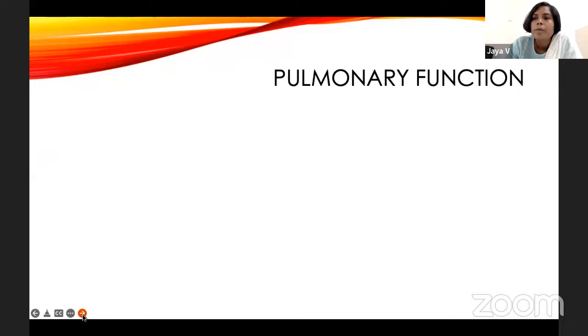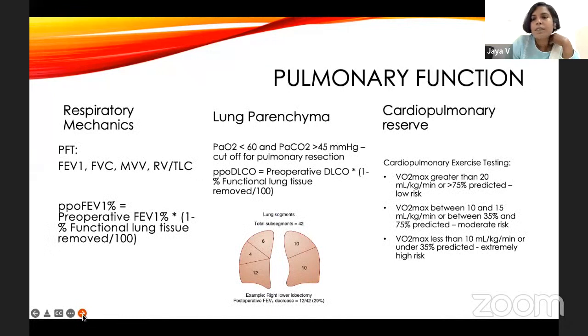Diffusion capacity. Okay. What about the cardiopulmonary exercise test, do you know? That is an expensive test with which you can assess the cardiopulmonary VO2 max. When you are not able to assess it by stair climbing because of arthritis or any other thing, then we can go for the cardiopulmonary exercise test. Okay.